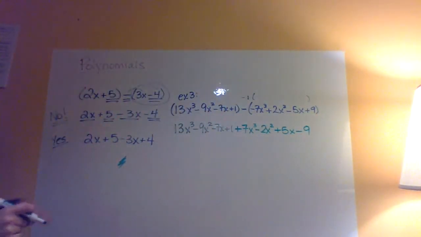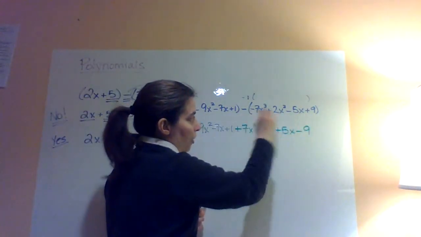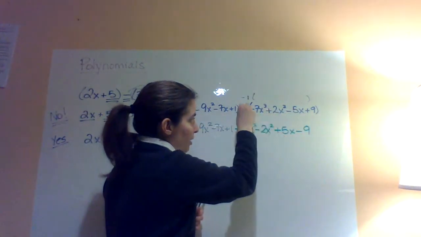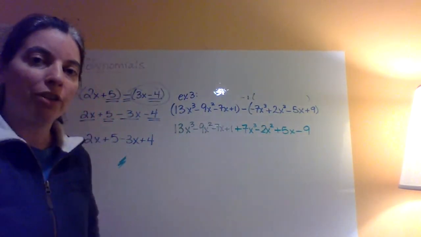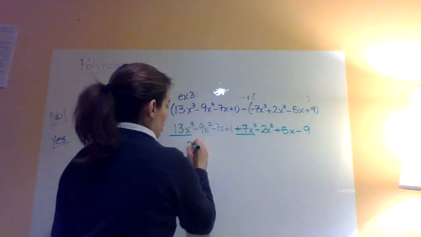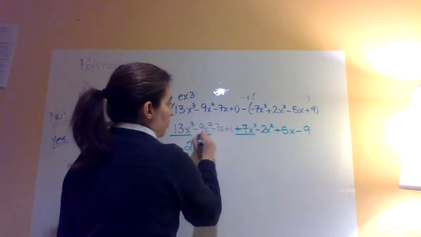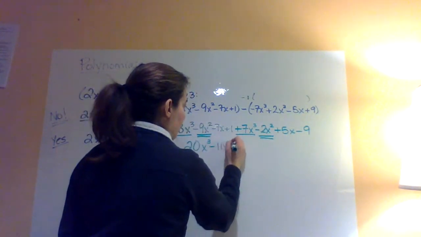Okay, now I've taken away the parentheses, but I've also taken into account the fact that this subtraction has to go all the way through there. I've changed these to reflect the fact that I'm not adding 2x squared, I'm subtracting 2x squared. So now let's look for like terms. So 13x cubed plus 7x cubed is going to be 20x cubed. Negative 9x squared minus 2x squared is negative 11x squared.